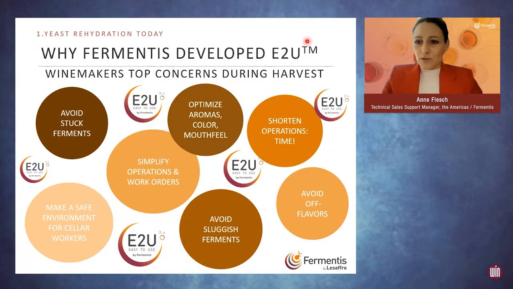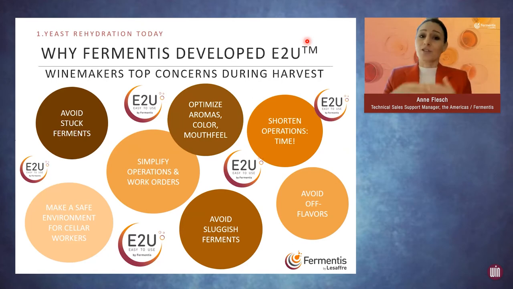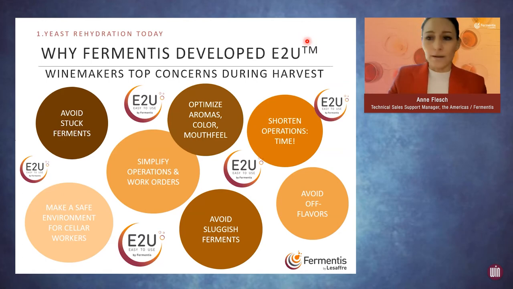So why did Fermentis develop the easy-to-use certification? Well, we were aware that the winemakers' top concerns during harvest were really quite important. It's to simplify operation and work orders, so minimize the difficulty of the orders that you have to give to your cellar crew. At the same time, shorten operations because workers' time is very valuable, you have to value it at the most. Avoid sluggish fermentation, avoid stuck ferment, but of course you also want to optimize aromas, color, mouthfeel, avoid off flavors. So you still want diversity in the yeast that you want to use. And these are all reasons why Fermentis created this easy to use certification.